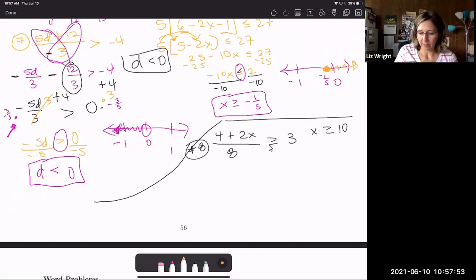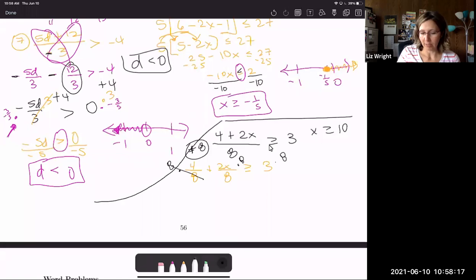So here I'm going to split it up. Again, if you wanted to multiply immediately both sides by 8, you can totally do that. I'm going to choose to split it up so we don't make any mistakes in here. And it's going to be greater than or equal to 3. And then I am going to choose to still multiply everything by 8 to get rid of my denominators.